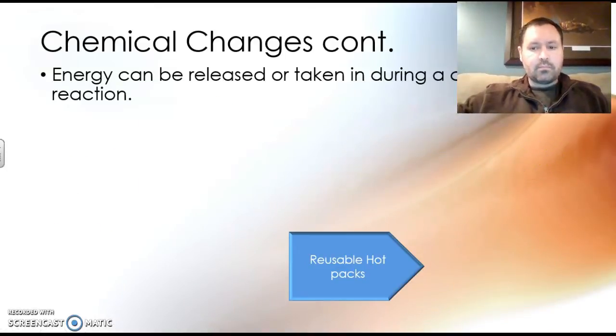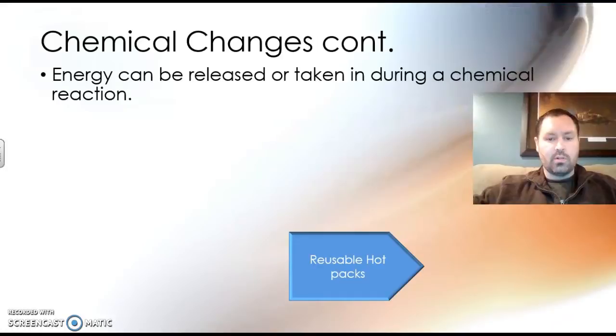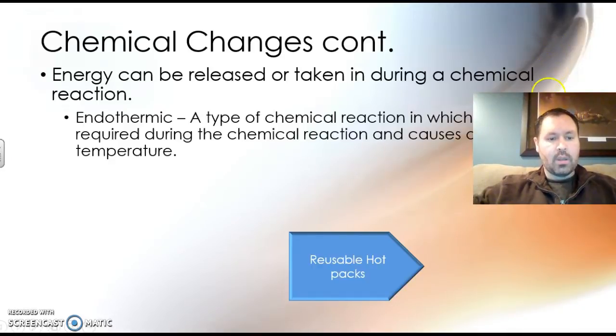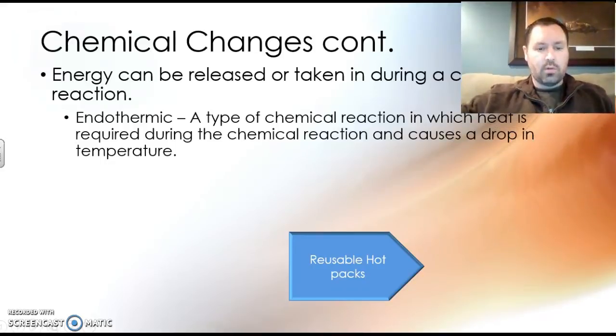Okay, well, let's talk about chemical changes real quick and what happens during a chemical change. During a chemical change, energy can be released or taken in. Mostly we think of energy being released, but it can be taken in during a chemical reaction. For example, one kind of chemical reaction is an endothermic chemical reaction. It's a type of chemical reaction in which heat is required or taken in during the reaction, and it causes things to drop in temperature.